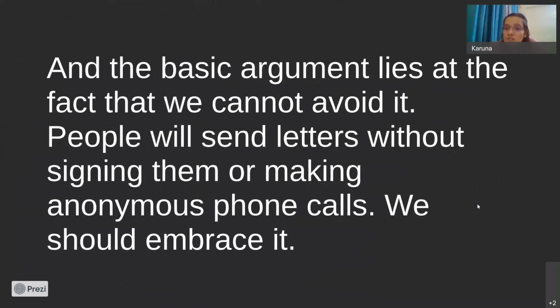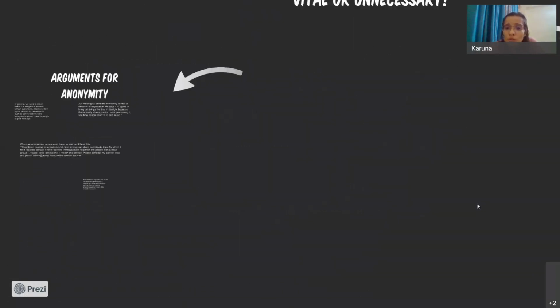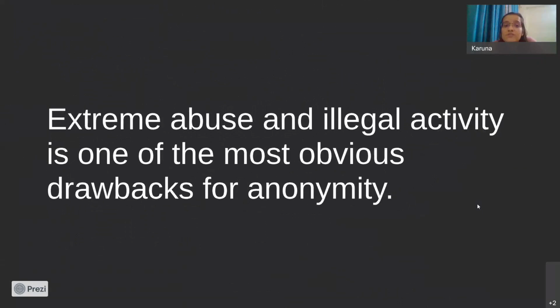People will make phone calls without signing, without letting the other people know who they are. And there are certain arguments that extreme abuse and illegal activities occur. It's a very big drawback of being anonymous. Anonymity is basically understood as protecting somebody's identity, so that the person cannot be reached. The person becomes not reachable. So extreme abuse and illegal activities is one of the most obvious drawbacks of anonymity.